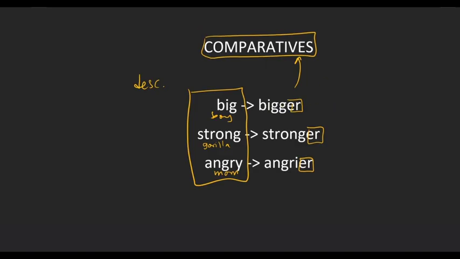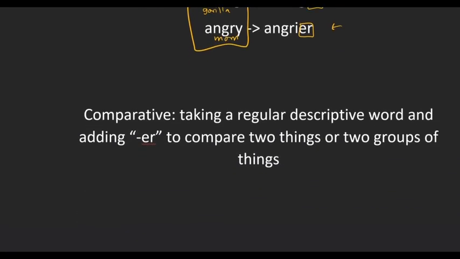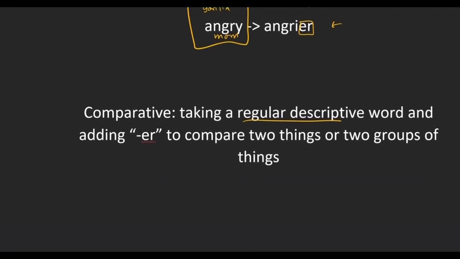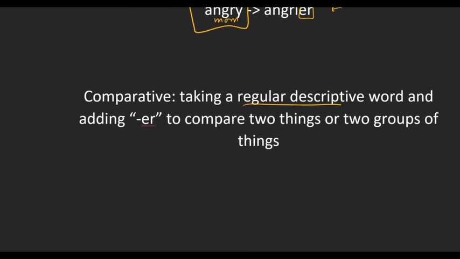So I could say, my house is bigger than yours. Yeah, snobby thing to say. I could say, gorillas are stronger than humans. I'm comparing gorillas to humans. And then my mom is angrier than my dad, comparing my mom to my dad. So what is a comparative? A comparative is when you take a regular descriptive word, like big, strong, and angry, and then you add an ER to it, and that converts it to a word that compares two things, or a comparative word. So that's what we're going to be studying, the word pattern called comparatives.